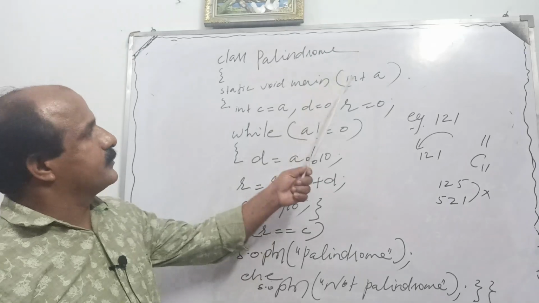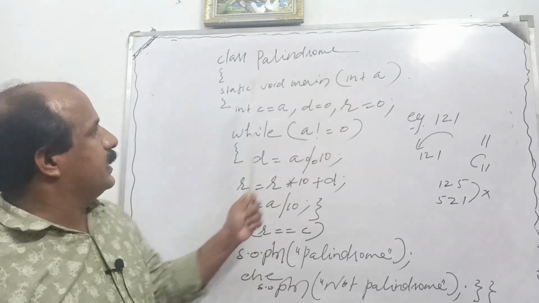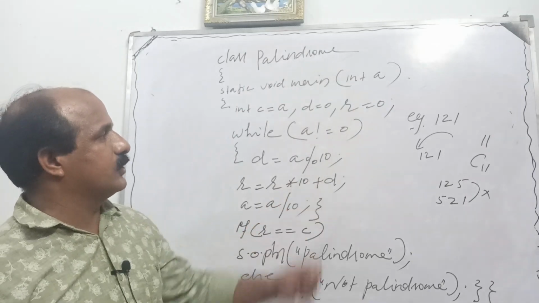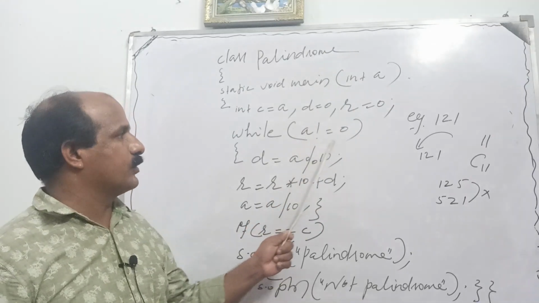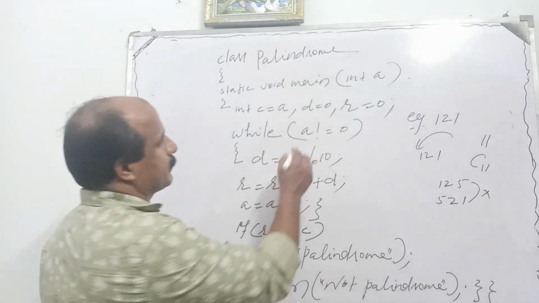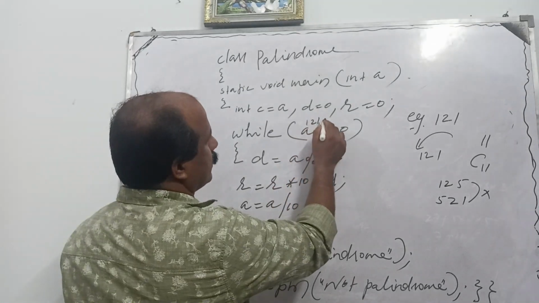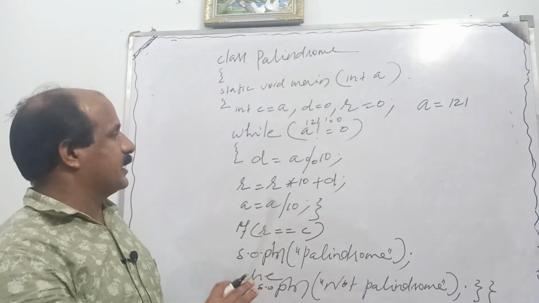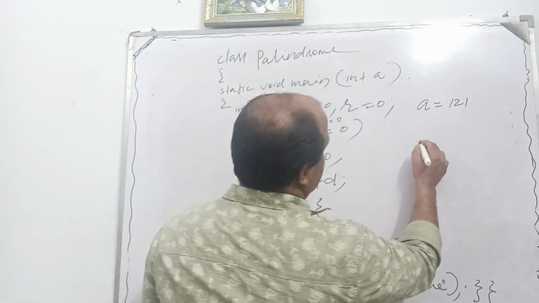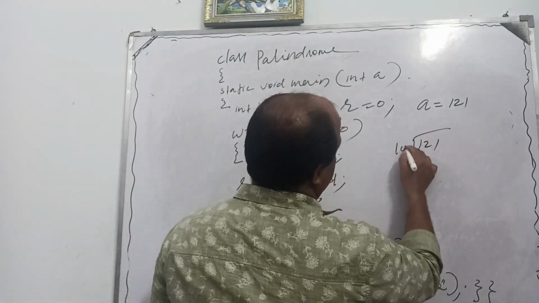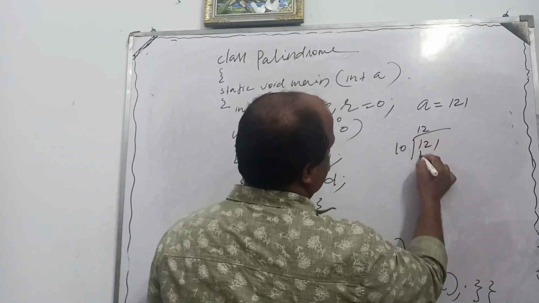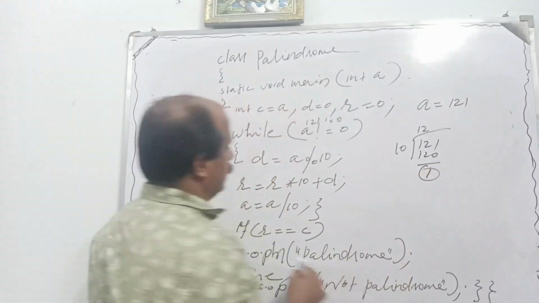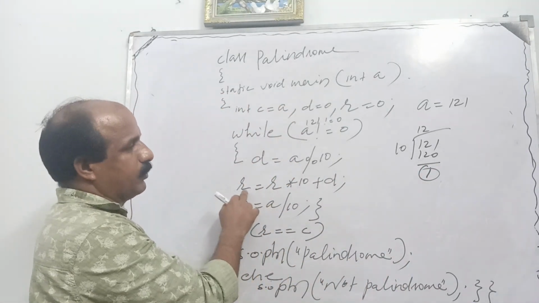See, first of all, this is our number, and a copy is made. As usual, D is equal to 0, then one more variable, R is equal to 0. Same logic, A not equal to 0. I am considering 121. 121 not equal to 0, yes, the condition is true. See the first step: D is equal to A modulus 10. That means 121 divided by 10, how many times? 12 times, 120, then 1. See the modulus operation. What will you get? 1.